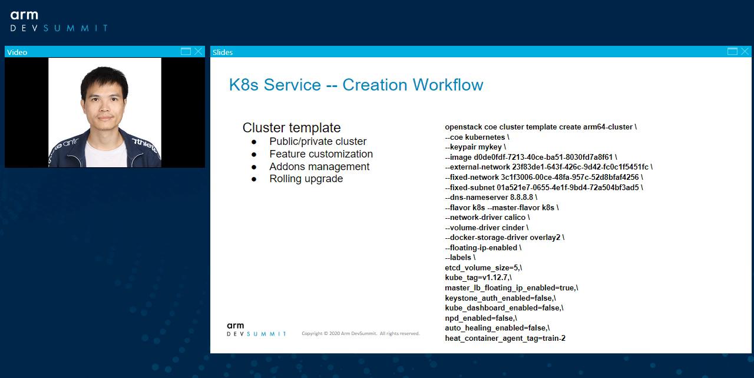Okay, now let's see how you use the Kubernetes service. First, we need to create a template before we can create a Kubernetes cluster. We need to fill in some parameters for the template, such as the image, the container tag level, and so on.